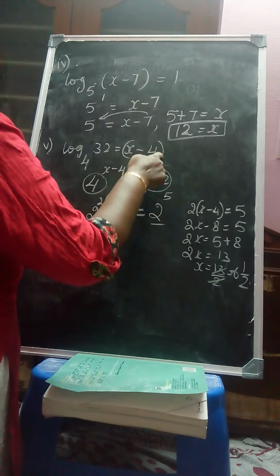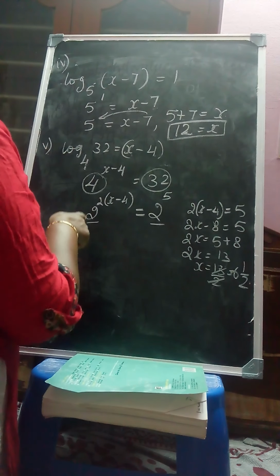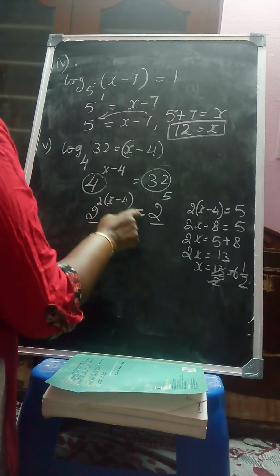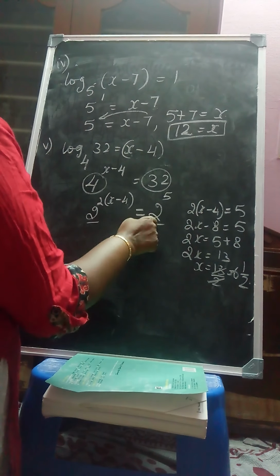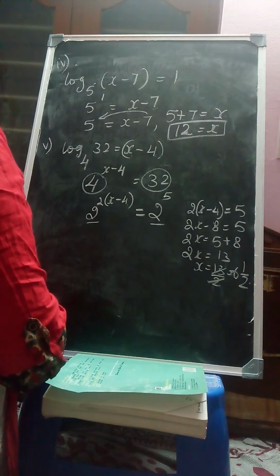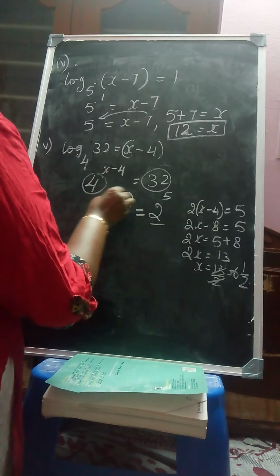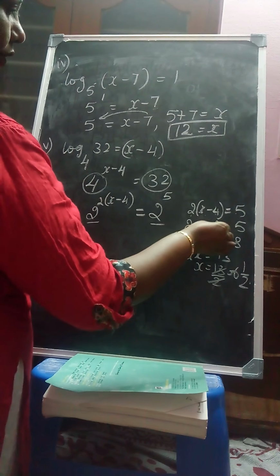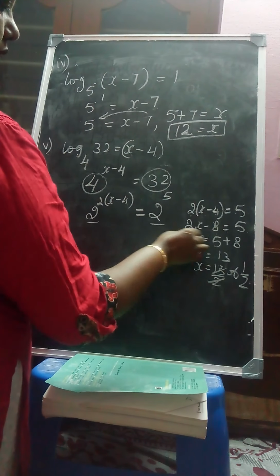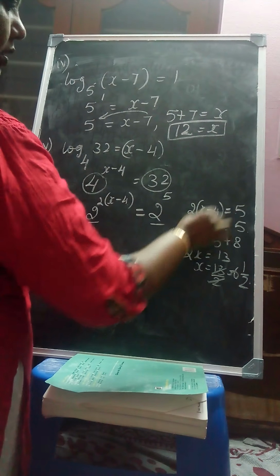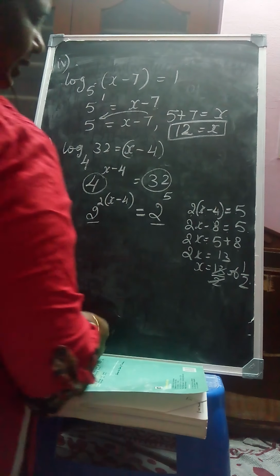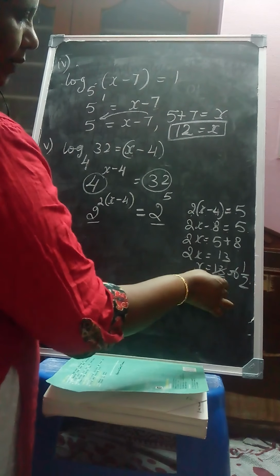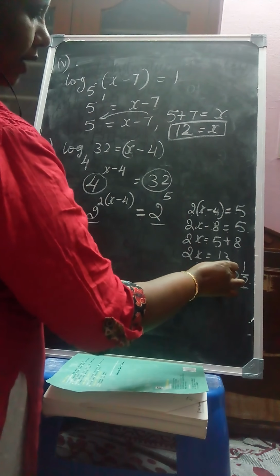4 raised to the power of x minus 4 is equal to 32. 4 can be written as 2 squared, so 2 to the power of 2(x minus 4) is equal to 32, which can be written as 2 raised to the power of 5. So equate 2 into x minus 4 is equal to 5. 2x minus 8 is equal to 5. 2x is equal to 5 plus 8, since this minus 8 comes to this side as plus 8. 5 plus 8 is 13. So x is equal to 13 by 2, which is 6 1/2.